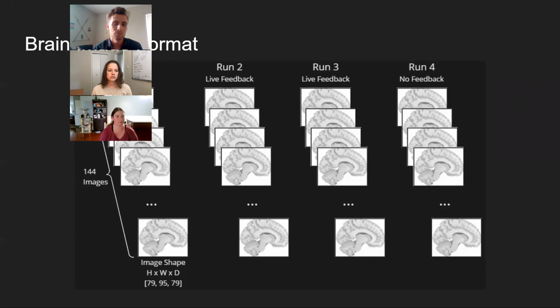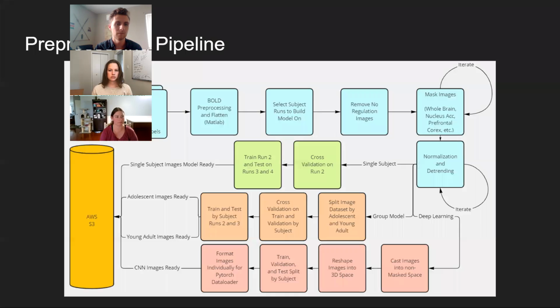Our data comes in the format of 144 images while the subject is in the scanner. As they're in the scanner, they're told to up and down regulate, so each of these images has a different label. The subject goes into the scanner 4 times total. In runs 1 and 4, they're not given real-time feedback, so they're not able to see how well they're regulating. In runs 2 and 3, they can see how well they're up and down regulating the brain.